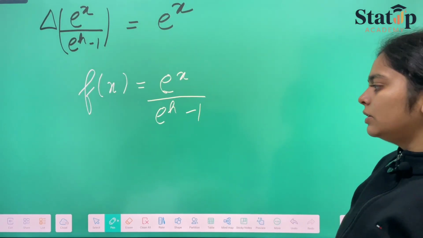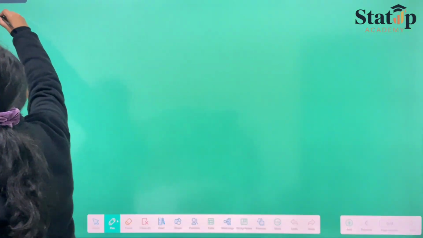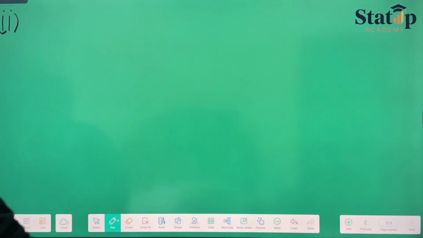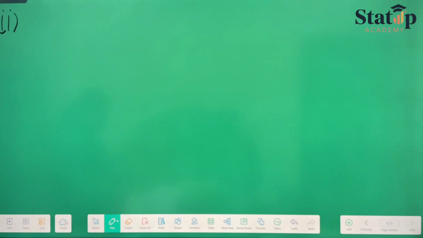I hope that it's clear. Now moving on to the second part of this question, in which the first difference has been given as e raised to the power a plus bx.